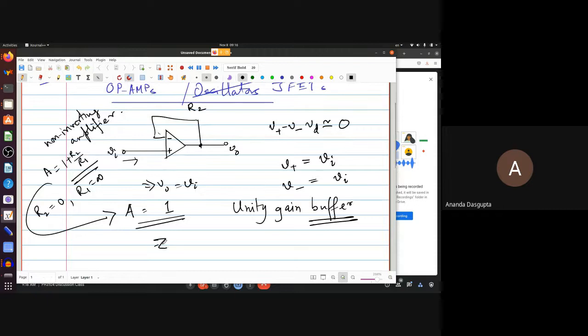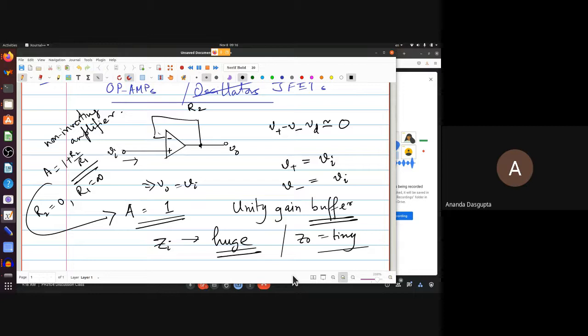So this circuit has a huge input impedance. Okay. What about ZO? ZO is the output impedance, which basically is the output impedance of the op-amp, which is tiny.